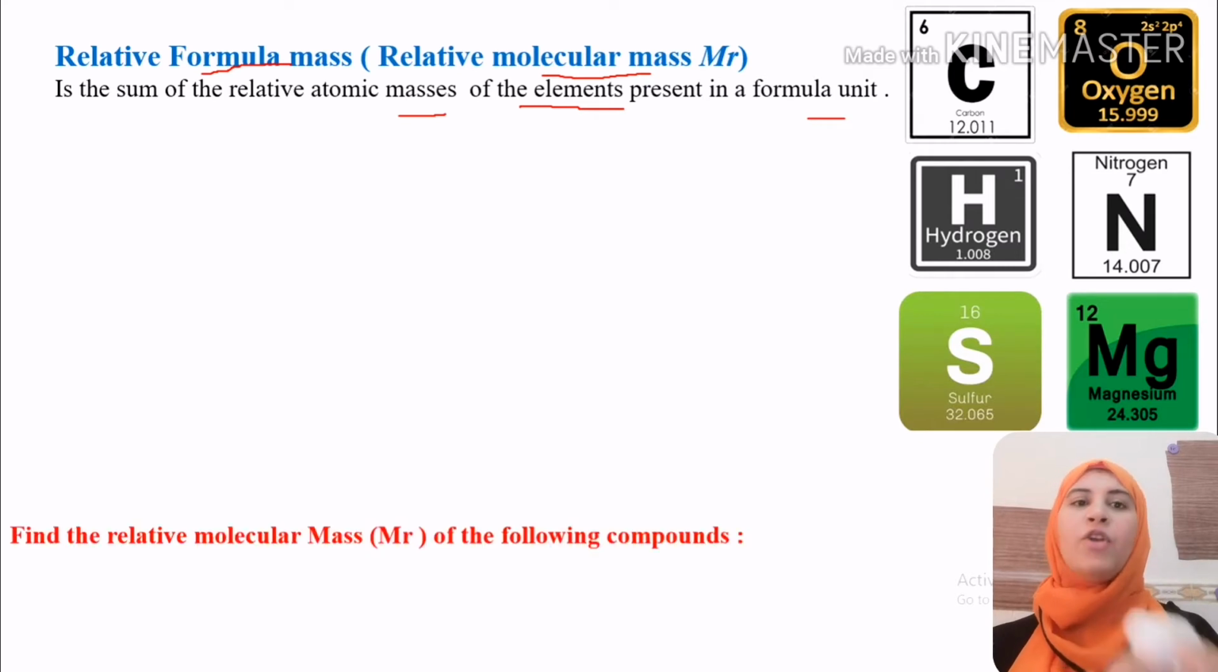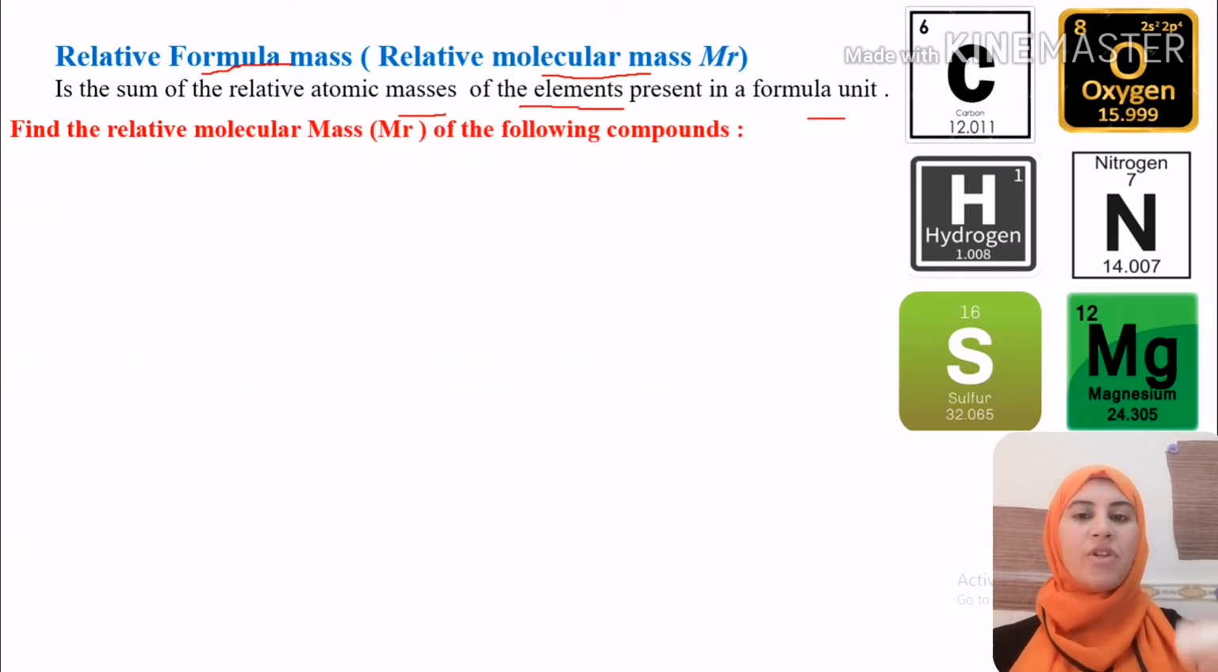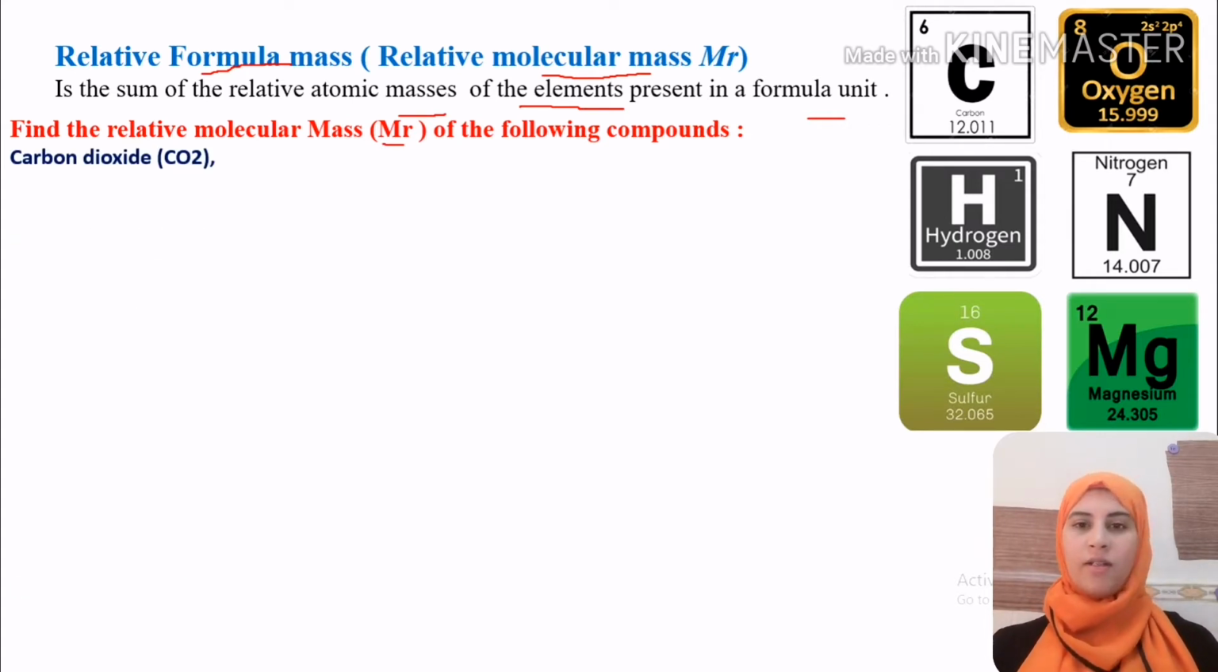We will start to calculate the relative molecular masses of the following compounds. Mr of the following compounds. At first, we will start with carbon dioxide.